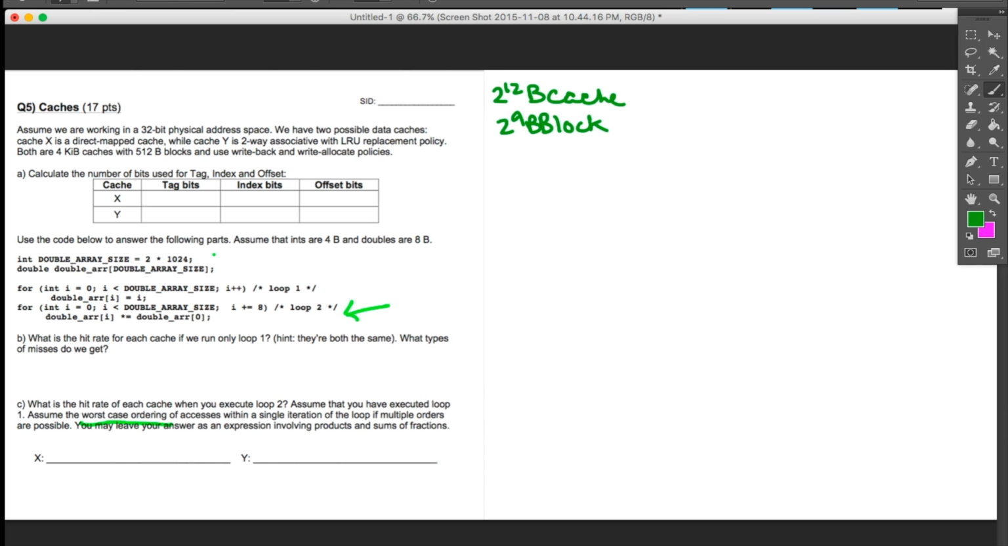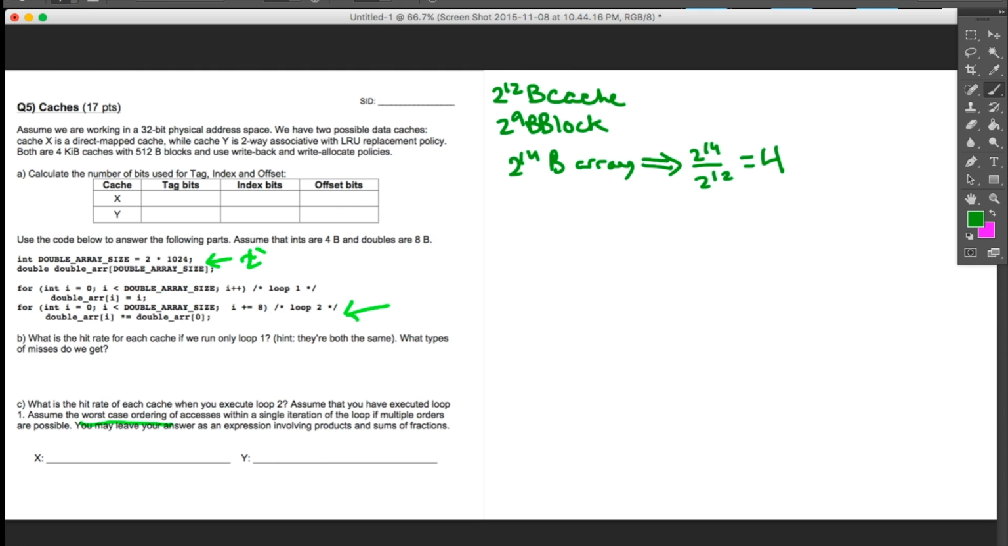And we know the double array size is 2 to the 10 times 2, that's 2 to the 11. The double array itself has 8 bytes for each element, so we have a 2 to the 14 byte array. If you remember basic math, 2 to the 14 divided by 2 to the 12 is 4. So we need 4 caches just to fill up this whole array.